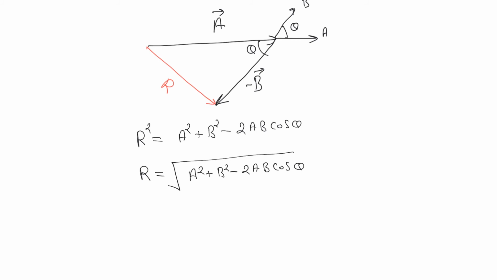Sometimes we need to find the angle made by the resultant vector with respect to a vector. Let's say it is alpha, and the resultant vector with respect to the actual b vector. Over here we can find the value of alpha by using the sine rule. We can write b divided by sine of alpha should be equal to r divided by sine of theta. From that we can find the value of alpha also.